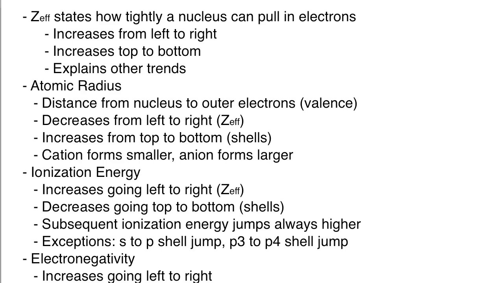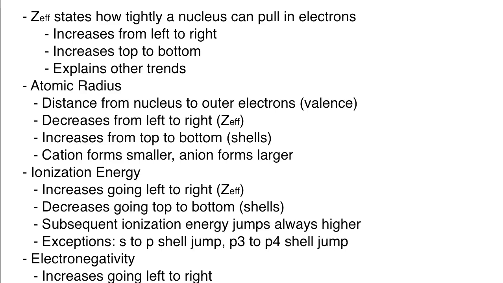For ionization energy, we're talking about the amount of energy required to remove an electron from the valence shell. It's going to increase going from left to right due to Z effective. It's going to decrease going top to bottom. That's because the shells are putting those valence electrons further from the nucleus, so they're easy to remove. Subsequent ionization energy jumps will always be higher. So in other words, it's always easiest to remove the first electron. It becomes much more difficult for all subsequent electrons as you continue forward.